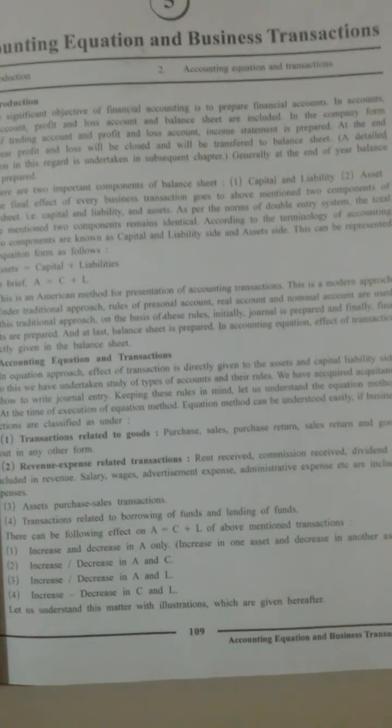So both are matching. Assets equals 50,000 and capital equals 50,000. Both the columns are matching. Like this you have to show it in the accounting equation form.